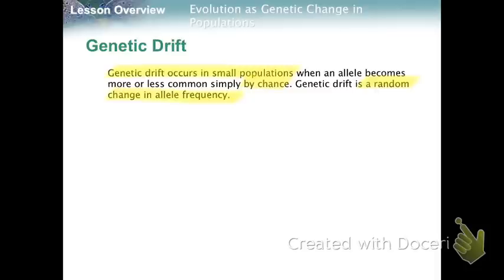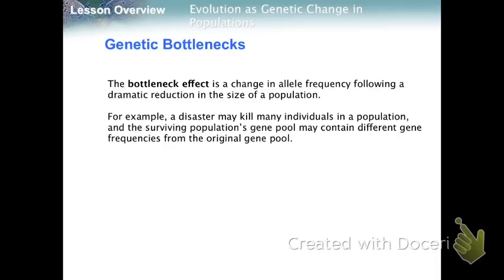So where do we see genetic drift happening? A couple different situations. We have the bottleneck effect, change in allele frequency following a dramatic reduction in the size of a population. This is usually due to some sort of a natural disaster. So a disaster might kill many individuals in a population, and that would be random. Again, that would be just if it were a natural disaster.